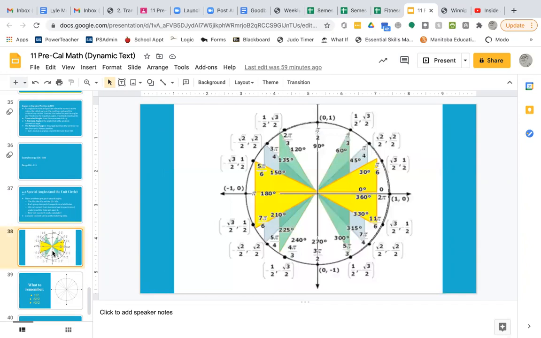So here's a unit circle. I love that I'm repeating all of this again, back to back.